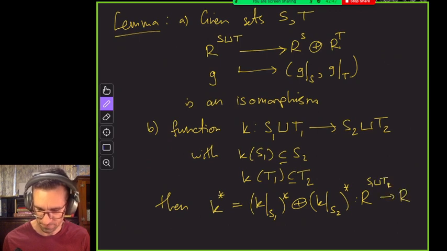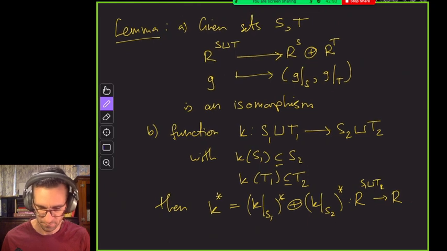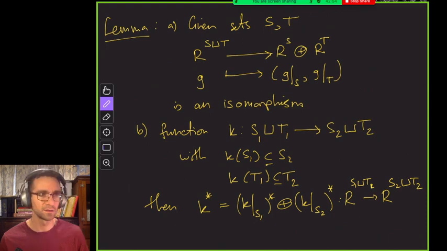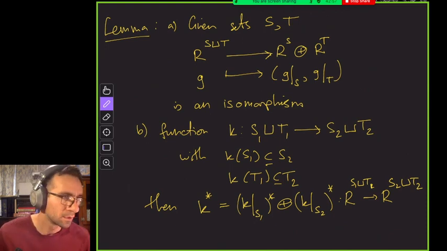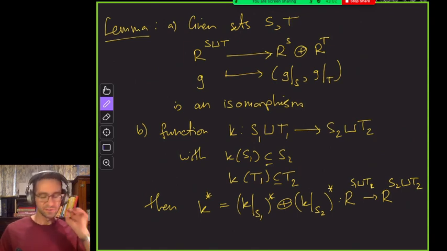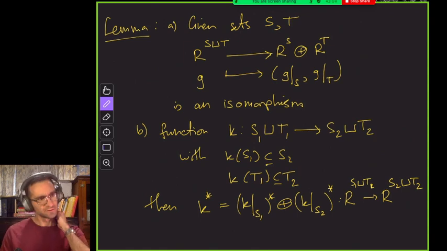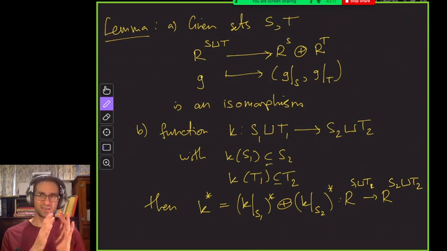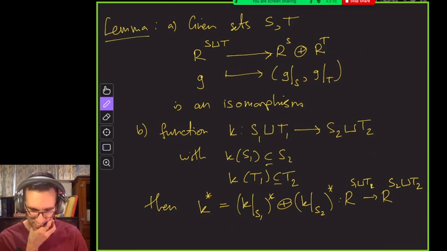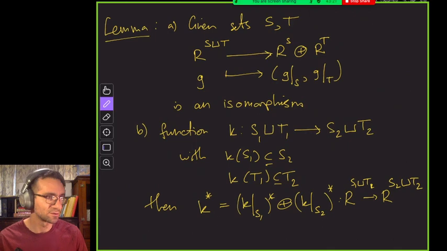Lemma part A, yes, Peter. So this works for any finite number of sets. So if you partition any given set into a finite number of disjoint subsets, then you can play this trick. K restricted to T1. Yes, thank you, Luke.